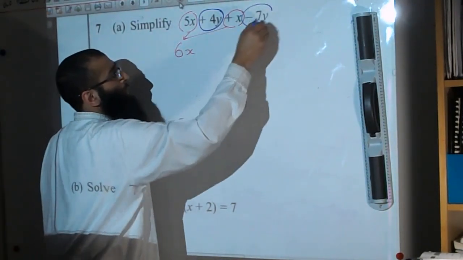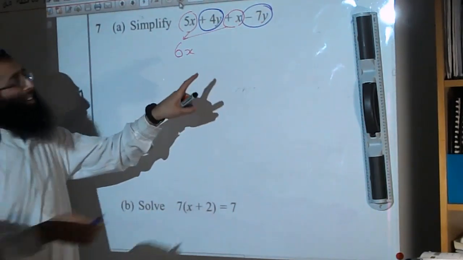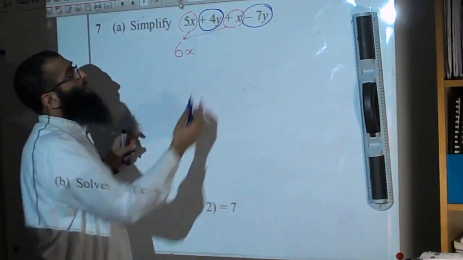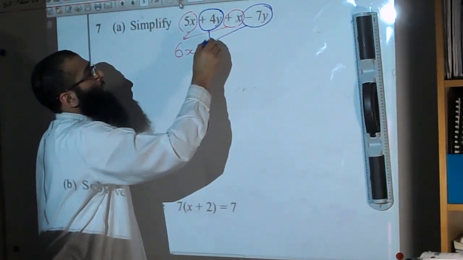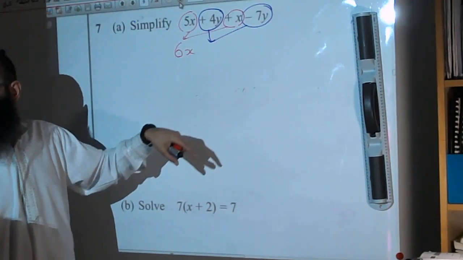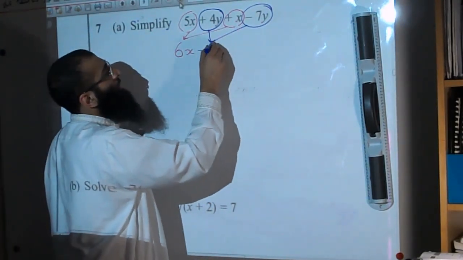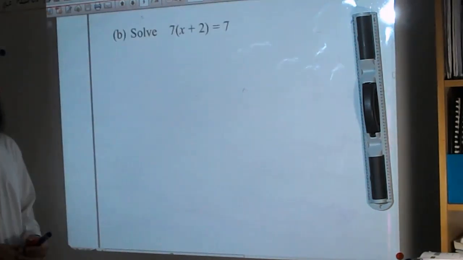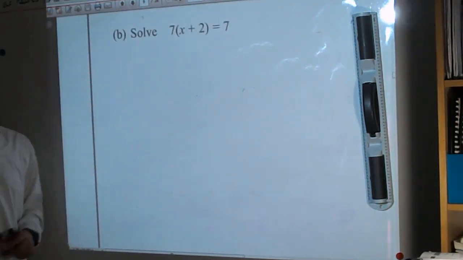Plus 4y and minus 7y. Please make sure when you consider the like terms, you consider the signs that go along with them, plus and minus. If I have plus 4y and I owe 7y, then I owe 3y. So it's minus 3y. Are we all happy with that? Good.